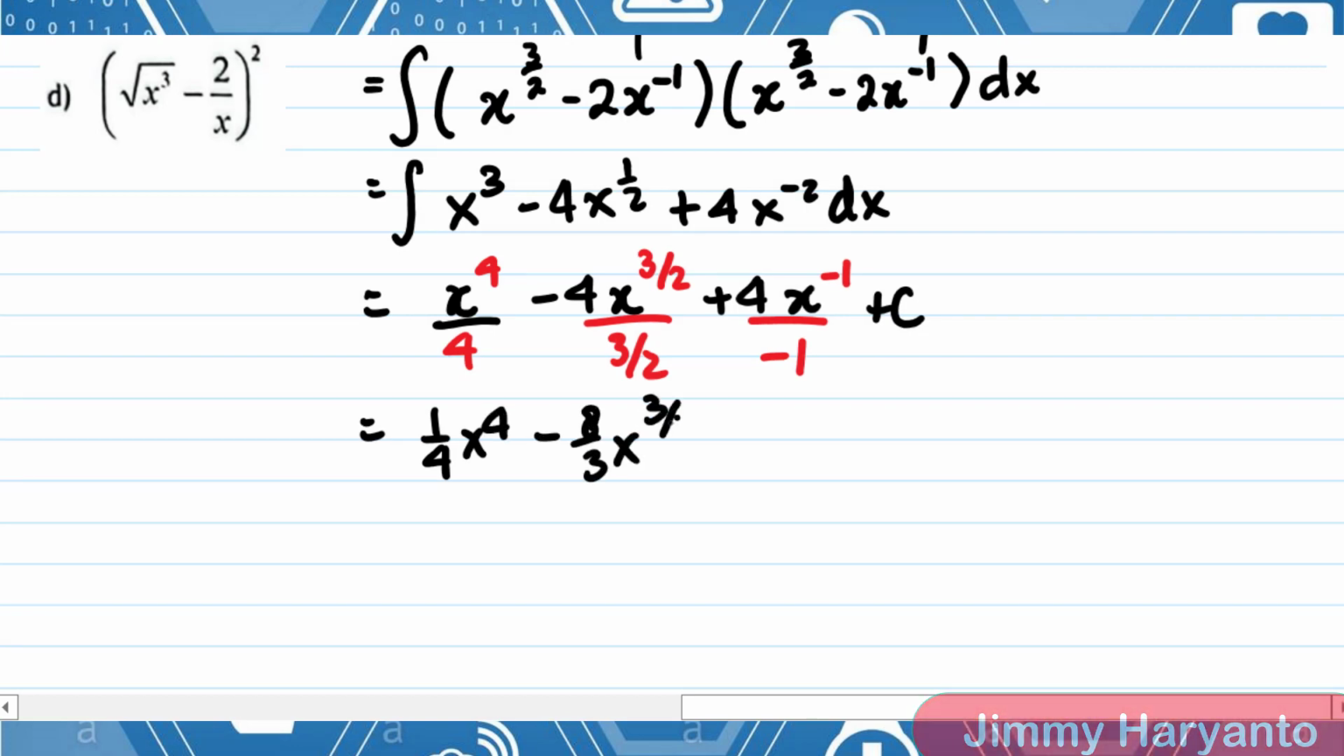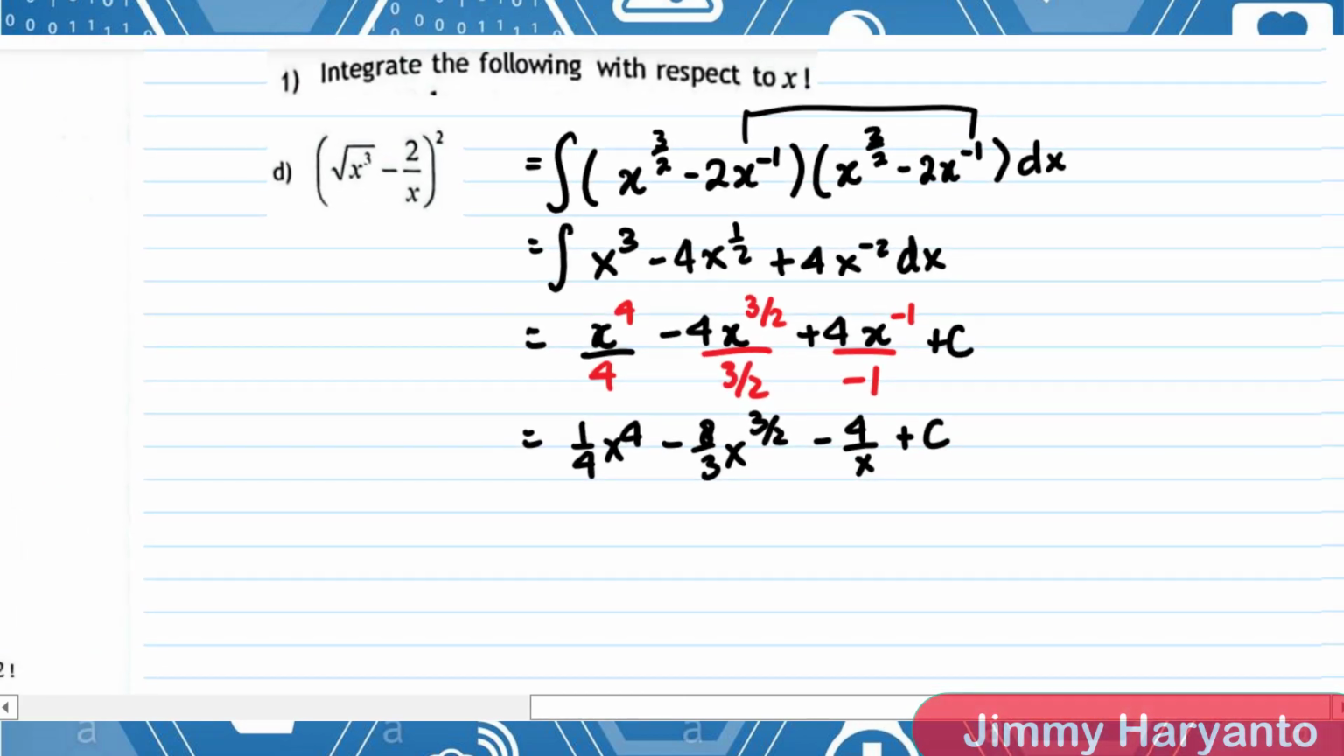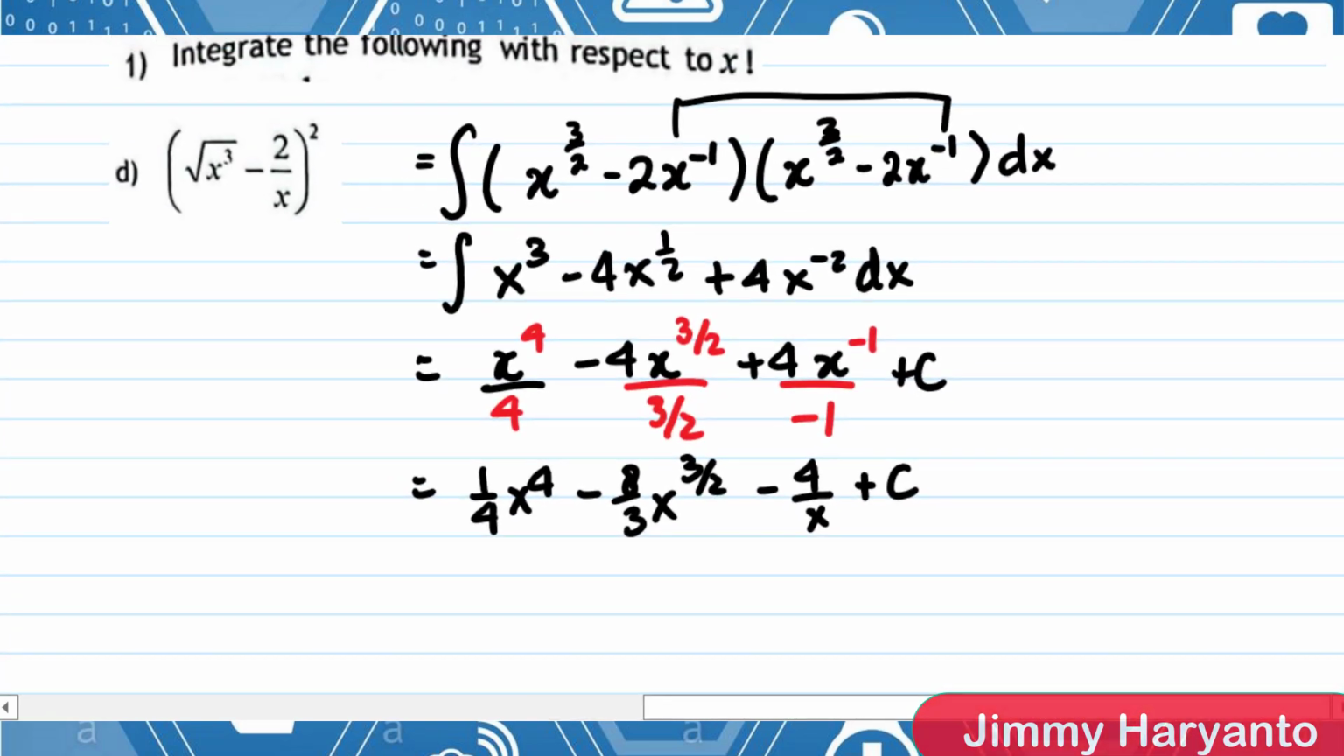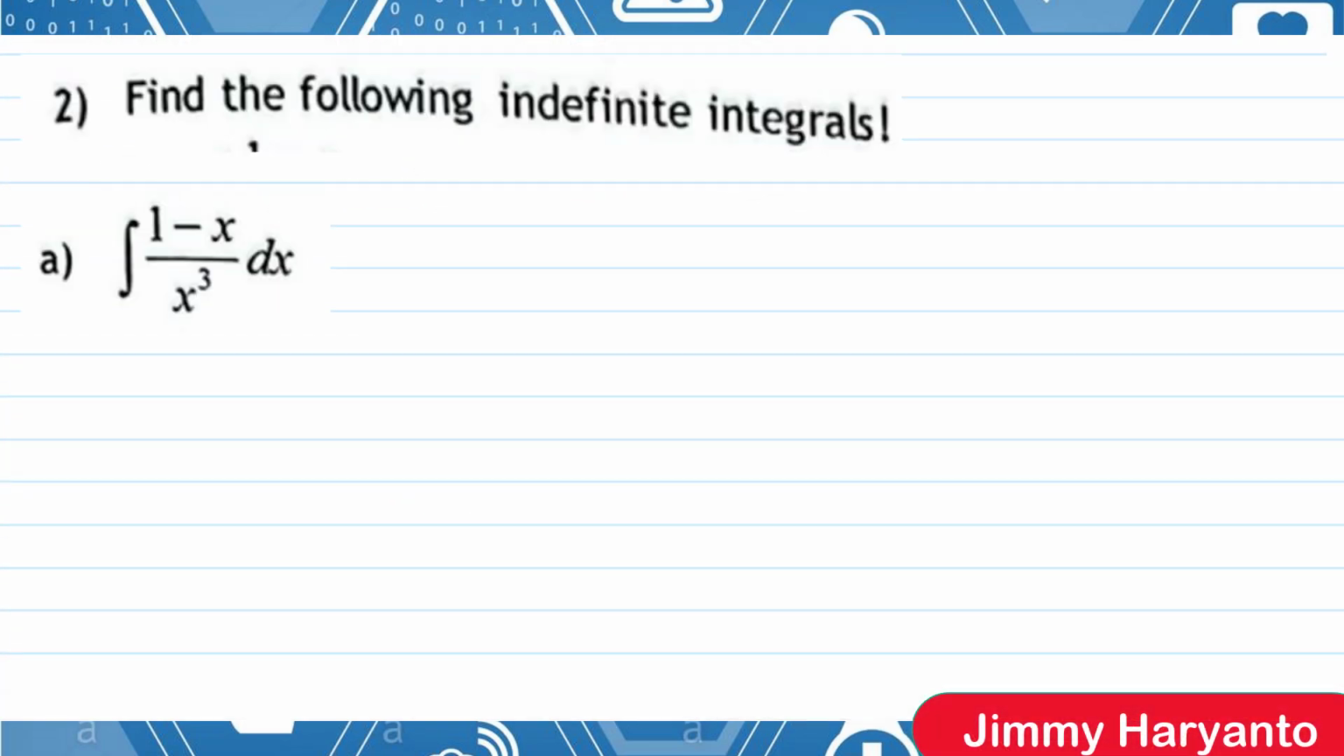x to the power of 3 over 2, and then negative 4 x to the power of negative 1 means over x, right? I can change the x to the power of negative 1 into 1 over x. Okay, so this is the answer for D. And the next one is number 2.